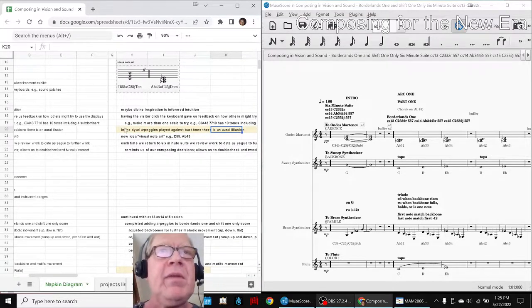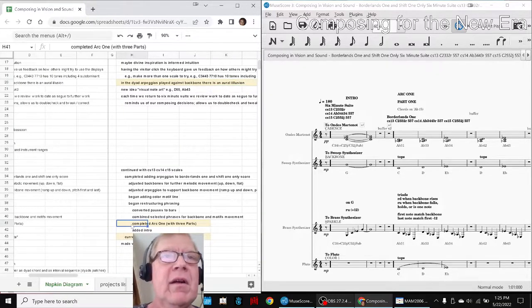The dyad arpeggios played against the background, there is what we call an aural illusion. Just like you sometimes have an optical illusion with your eyes, there's an aural illusion with the ears. And we completed arc one, which has three parts.